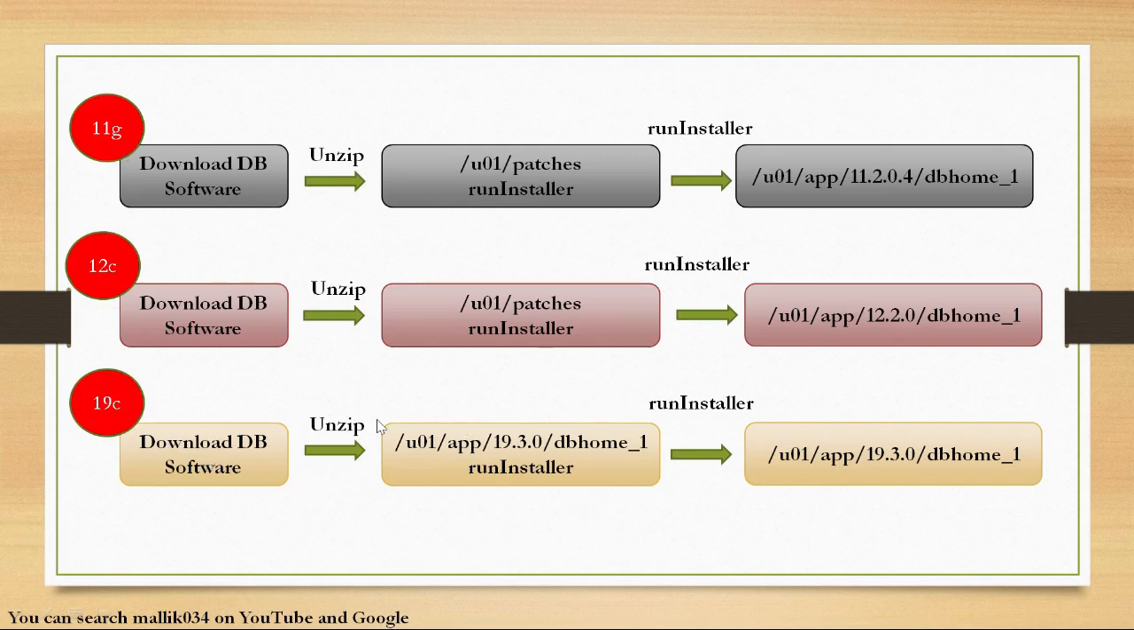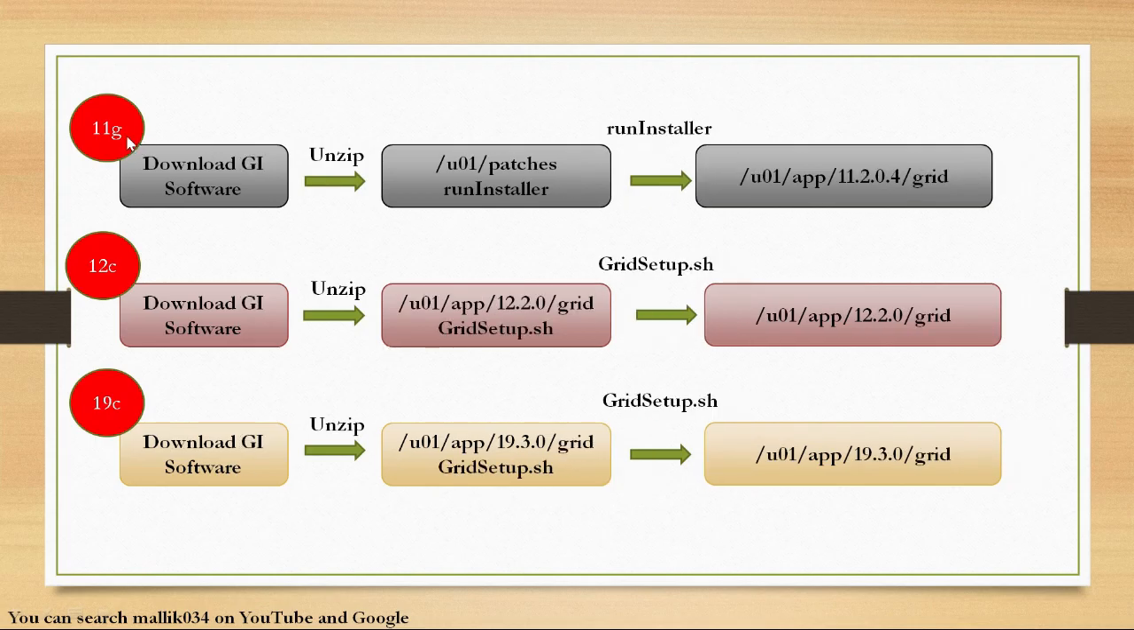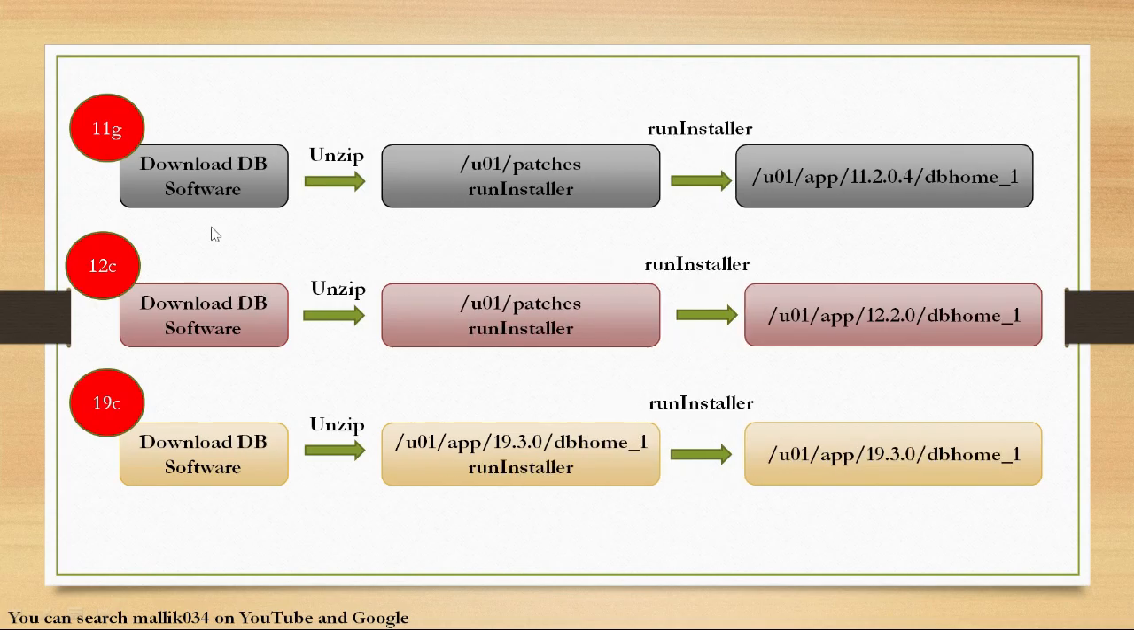19C has some changes in database home installation, whereas in grid home, 11G is going to be different, and 12C and 19C are going to be the same, where it has been replaced by grid setup.sh, where earlier in 11G it was run installer. And in database home installation, in all three versions it is run installer only, but the way you unzip the software is the same in 11G and 12C.